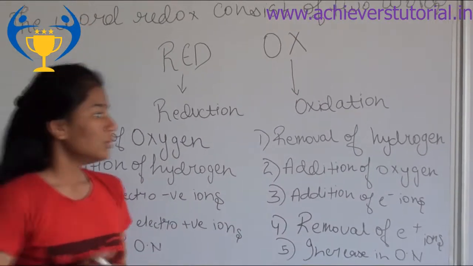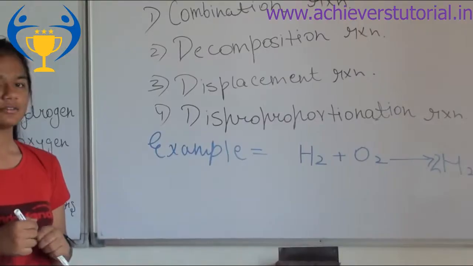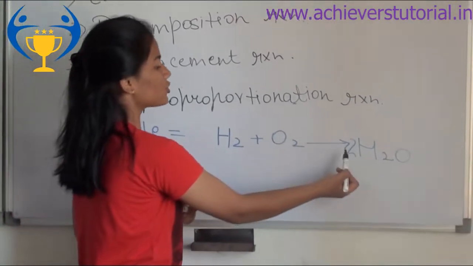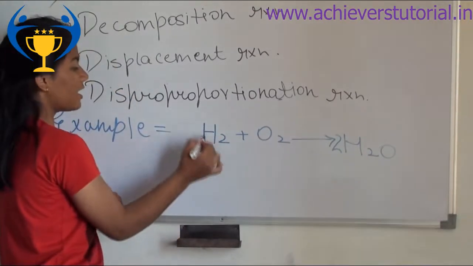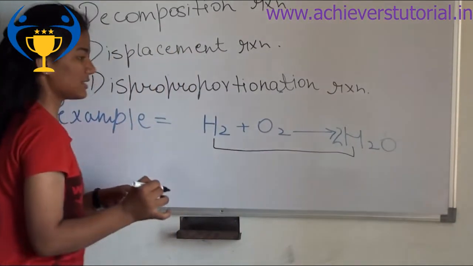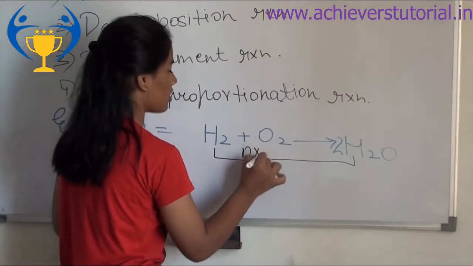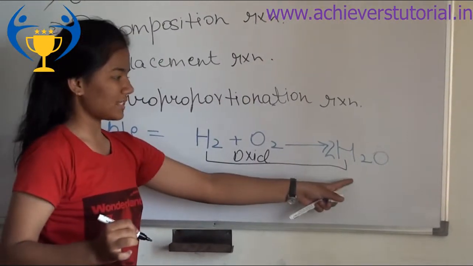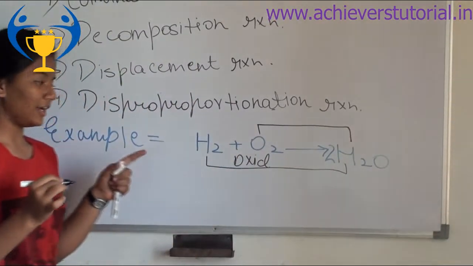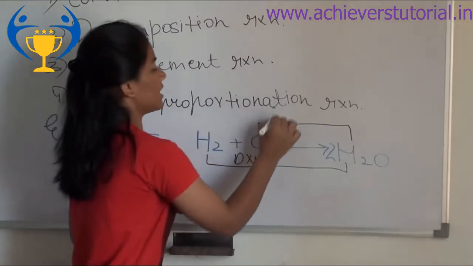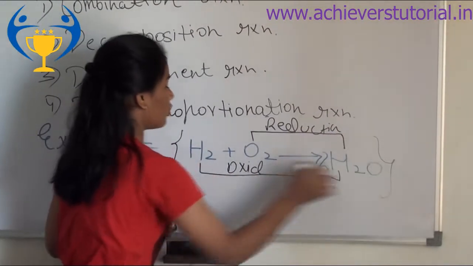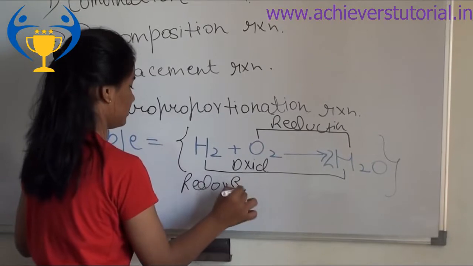I will explain these reactions with one example. The example is as follows. H2 plus O2 gives 2H2O. Here, H2 does not contain oxygen, but on the product side, it is combined with oxygen. So this process is known as oxidation because addition of oxygen takes place in it. On the other side, oxygen gets combined with hydrogen. This process is known as reduction. So, this whole process is known as a redox reaction.